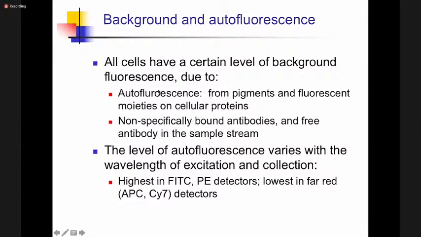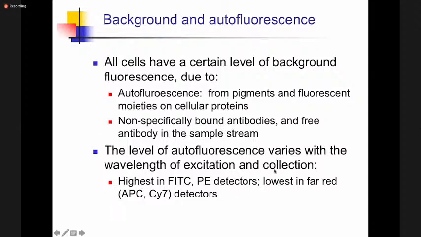So where does this background noise come from? I've mentioned autofluorescence, or you have non-specifically bound antibodies and also free antibody in the sample serum. When you are measuring cells, you pick cells from blood, and the serum also contains antibodies which could react or fluoresce and give you incorrect signal. But I'll show you in a later slide how to correct this noise or background signal which you don't want.